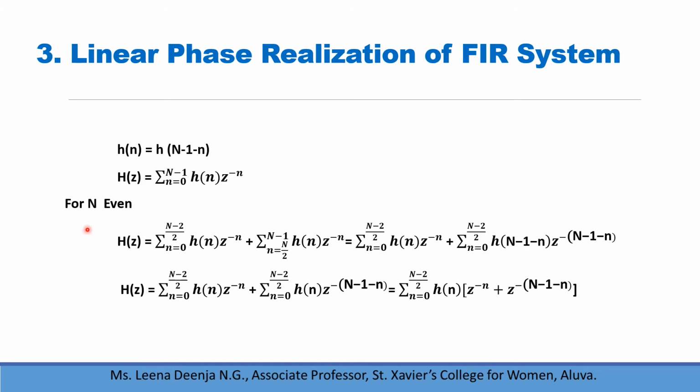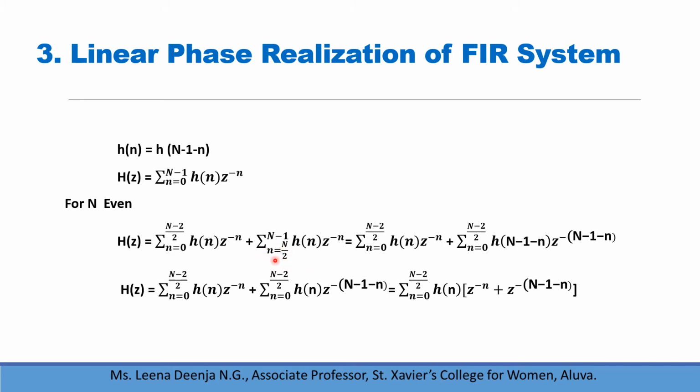First we consider N when it is even. Then our H of Z, the sigma we can split into two, one from 0 to N by 2 minus 1 and the next one from N by 2 to N minus 1. So first, sigma n equal to 0 to N by 2 minus 1, that we can write as h of n Z raised to minus n, plus sigma n equal to N by 2 to N minus 1 h of n Z raised to minus n.